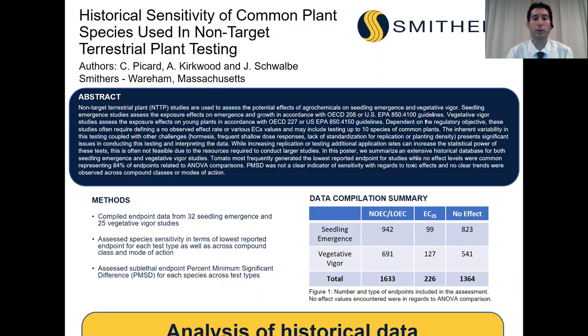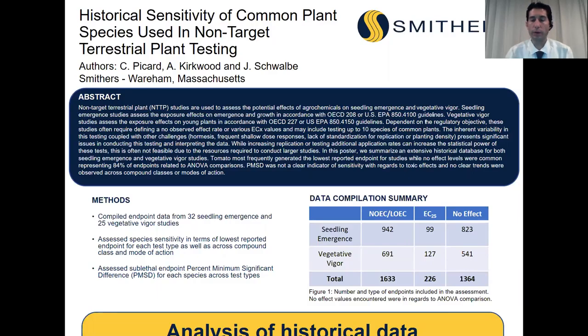We assessed species sensitivity in terms of the lowest reported endpoint for each test type, as well as across compound classes and modes of action. So compound classes were defined as herbicides, insecticides, and fungicides. And then we mainly looked at mode of action within the herbicide class. And then we also assessed sublethal endpoint percent minimum significant difference, or PMSD, for each species across the test types. So we looked at this statistical value to see if it was an indicator of true sensitivity.